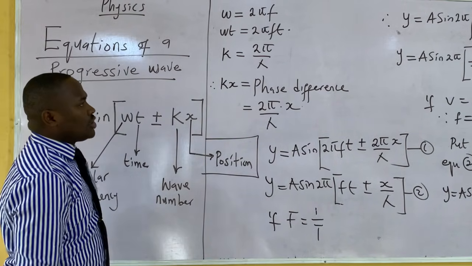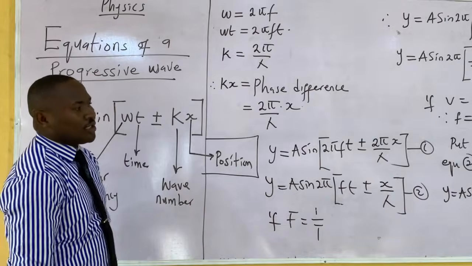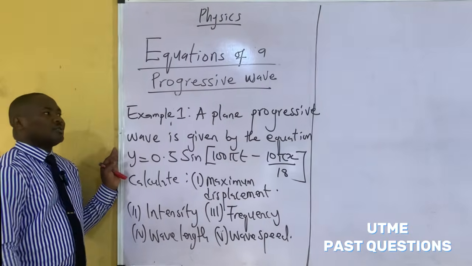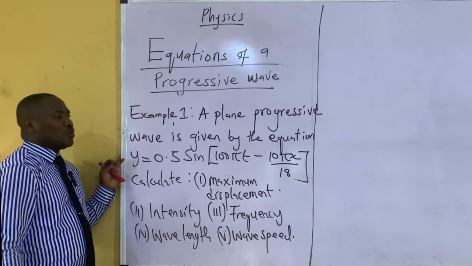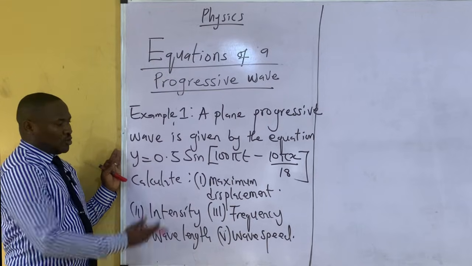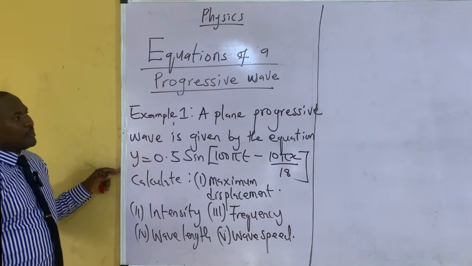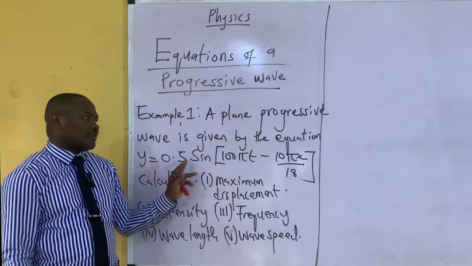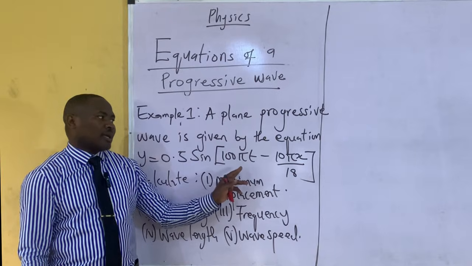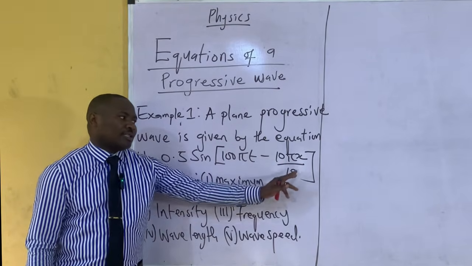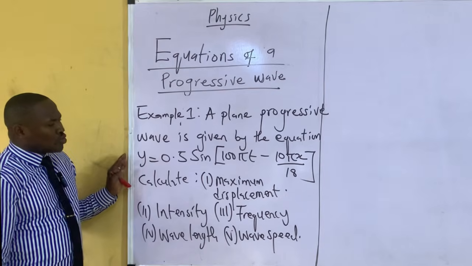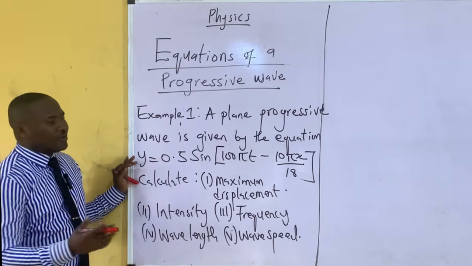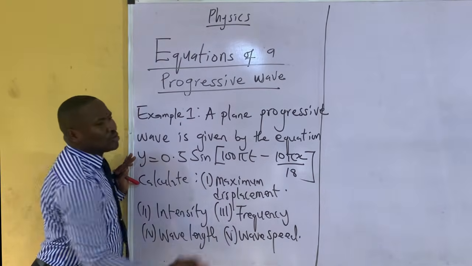Now the next stage is to use all of these equations to see how questions are being asked. Now let's look at example 1 as regards using the wave equation to answer questions. The question says a plane progressive wave is given by the equation y equals 0.5 sine open bracket 100πt minus 10πx over 18. Now, to solve this question, we're going to ask which of the equations of a wave can be used to solve this question.